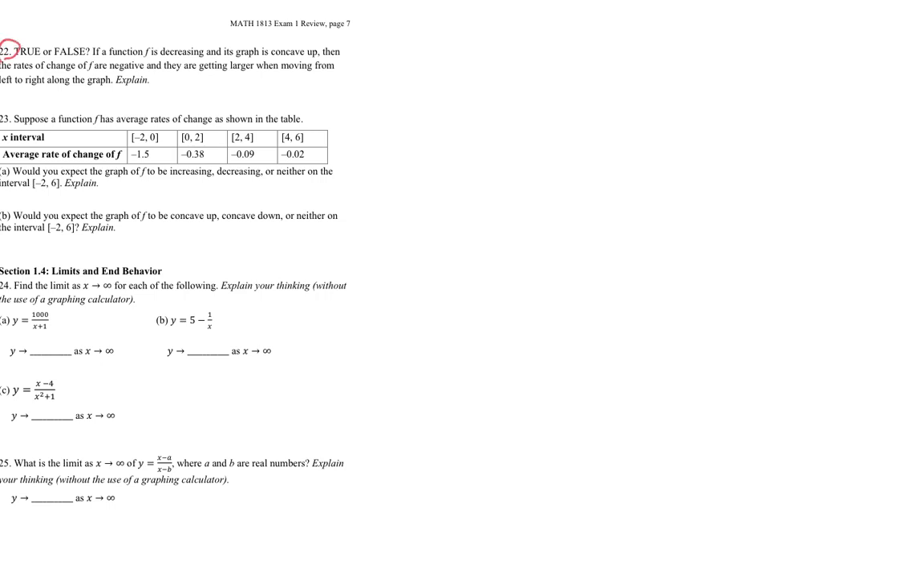Okay, so starting with 22, true or false: if a function f is decreasing and is concave up, then the rate of change of f is negative and is getting larger when moving from left to right along the graph. Explain. So we kind of draw what this might look like. We can make it something like this. So this is concave up, and our slope is negative.